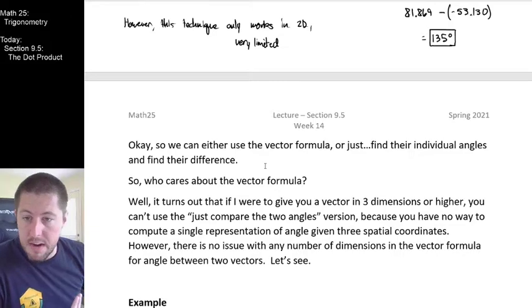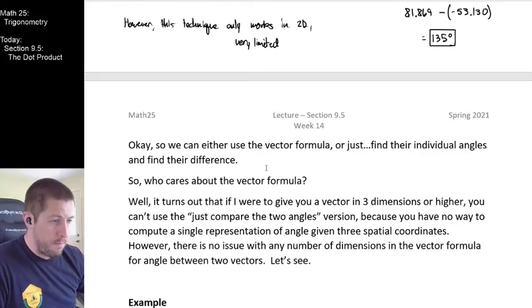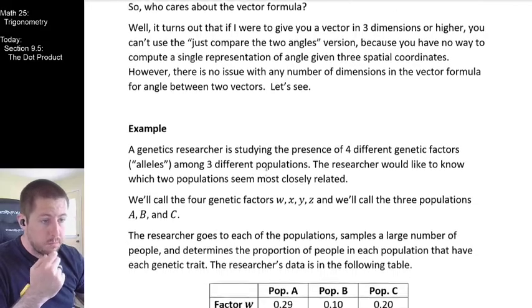So let's go ahead and see. We're going to do a bigger example here today, and I'm going to give you a written homework problem that's going to relate closely to this. So let's take a look.